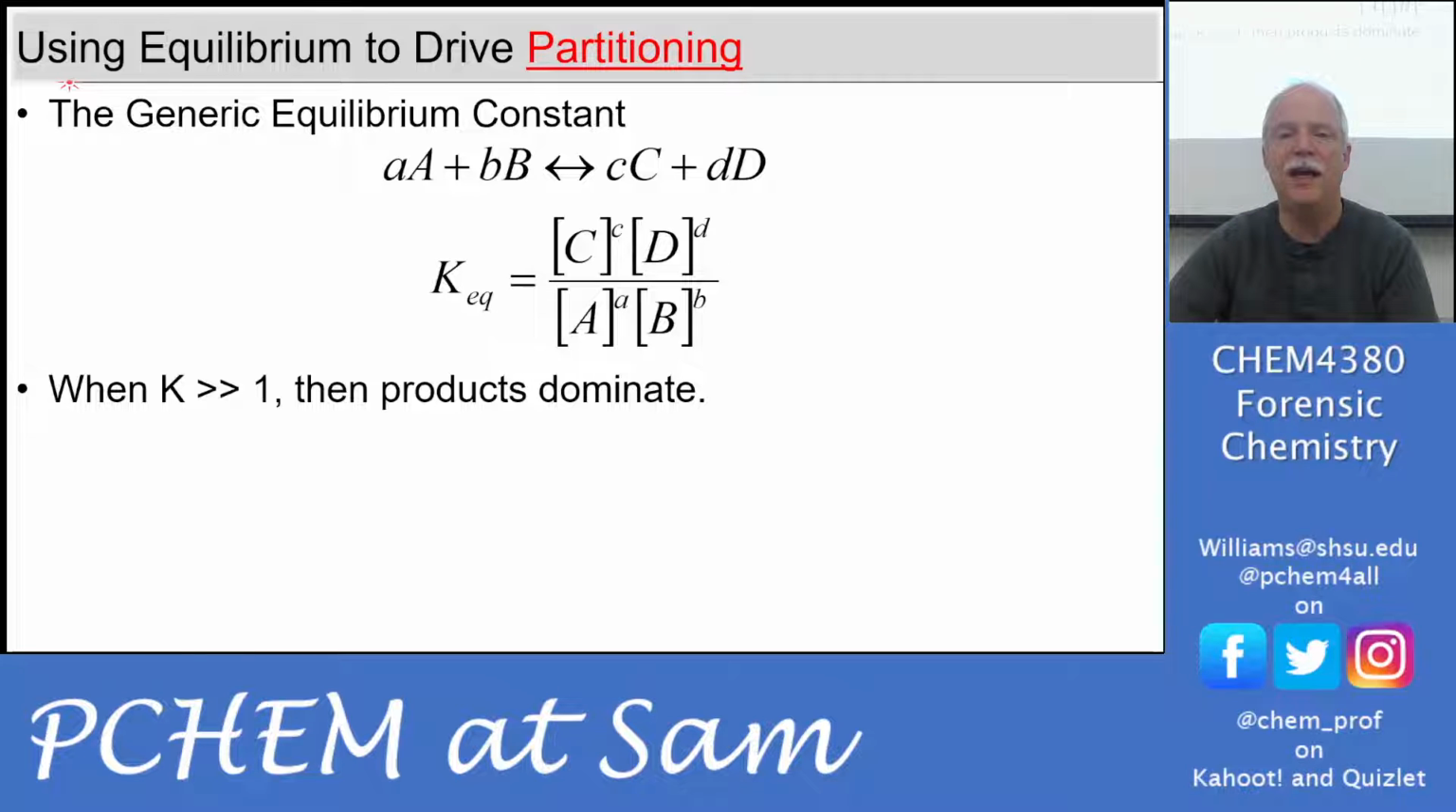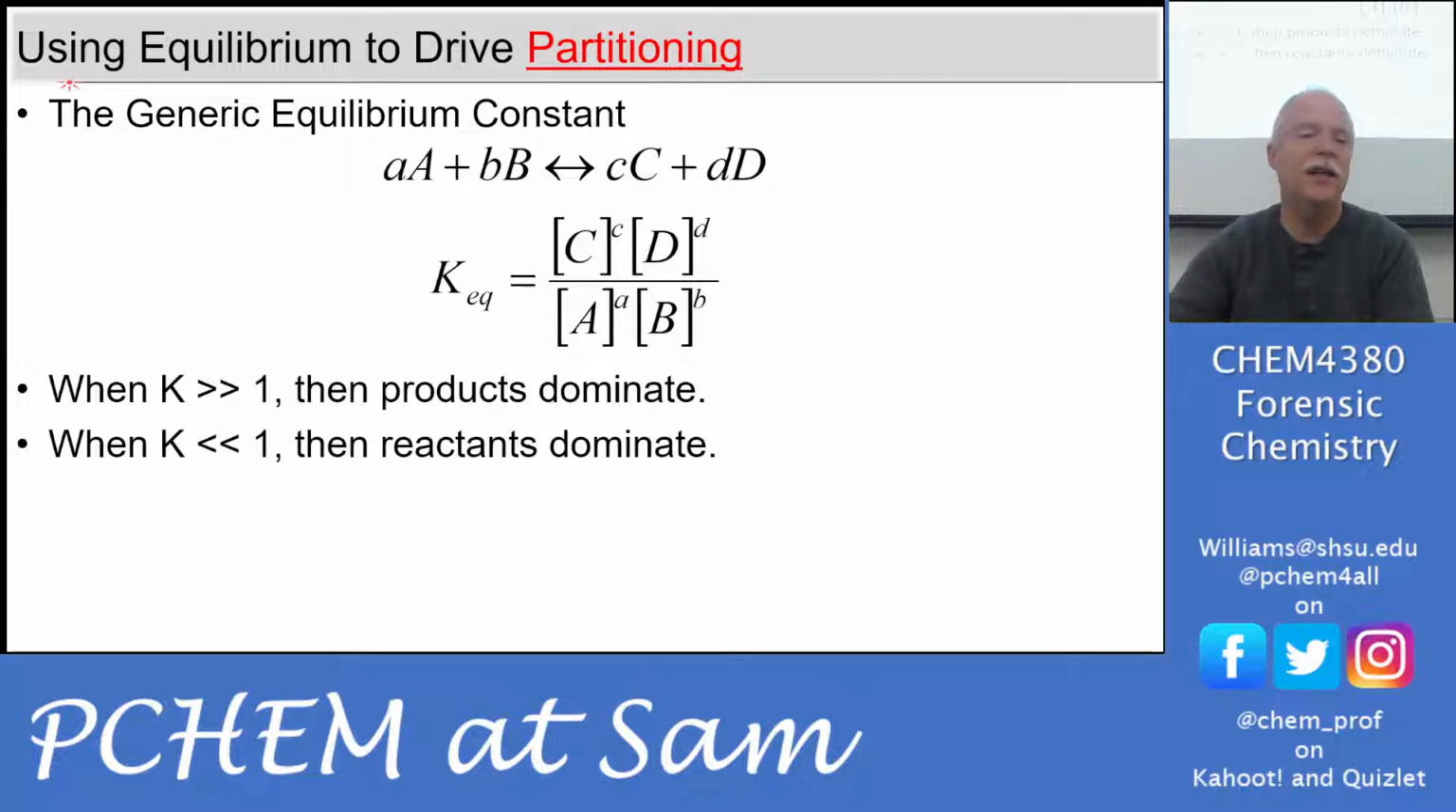So you look at that KEQ, products are on top. So if it's much greater than 1, then products are dominating. If it's much less than 1, then the reactants are dominating. It doesn't go forward very much at all if it has a small K. Notice the Ks are not negative because we don't ever have negative concentrations. So it's just really less than 1, which would be your 10 to the minus exponents, and really greater than 1, which would be your 10 to the positive exponents.